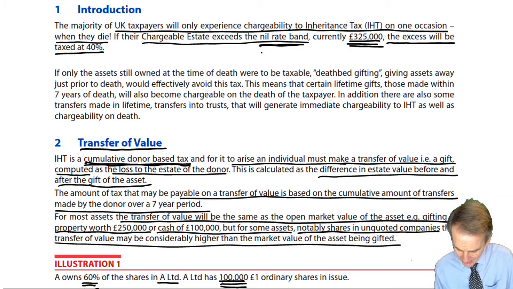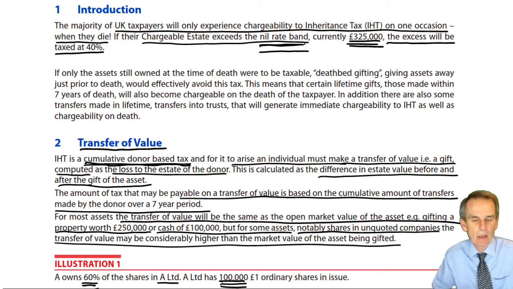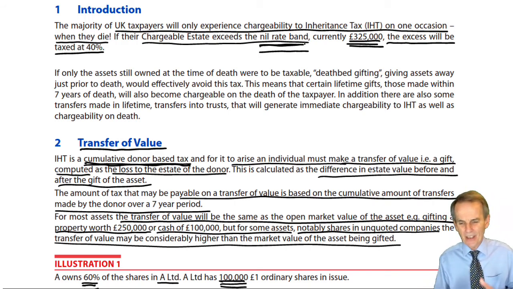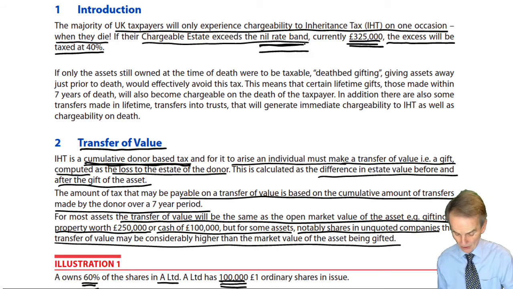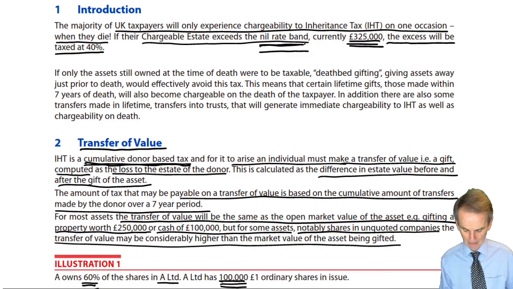Notice here, this is a nil rate band. It is a rate of taxation. This is not an exemption, though. It appears to be one and the same thing. This is a rate of taxation, the first £325,000 of your chargeable transfers to be taxed, benefit from a nil rate band. But when you go above that, we go up to immediately being taxed at 40%. That is a very, very big number.